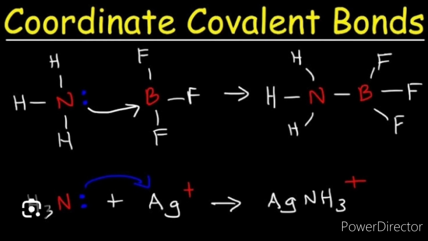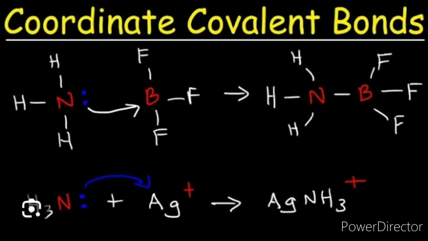The next bond being presented is the coordinate covalent bond. This is one type of covalent bond. The coordinate covalent bond is also called a dative bond or polar bond. This was discovered by G.A. Parkin, and it is a bond which involves a shared pair of electrons that comes from a single atom.